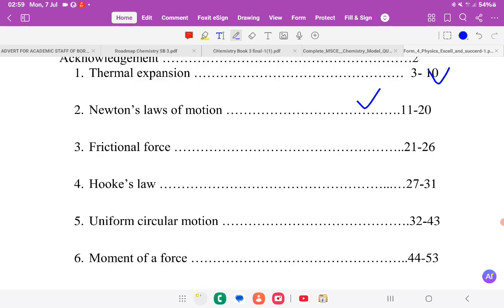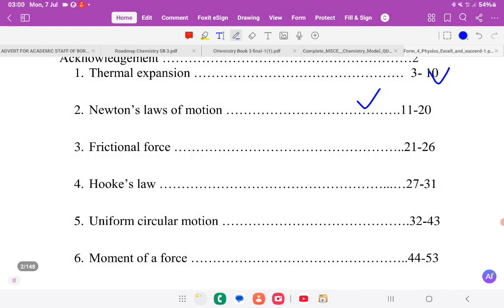The second topic is called Newton's laws of motion, as stated by Sir Isaac Newton. There are basically three laws that help us to understand the motion of bodies. So we are going to look at the first law, the second law, and the third law, and their applications.